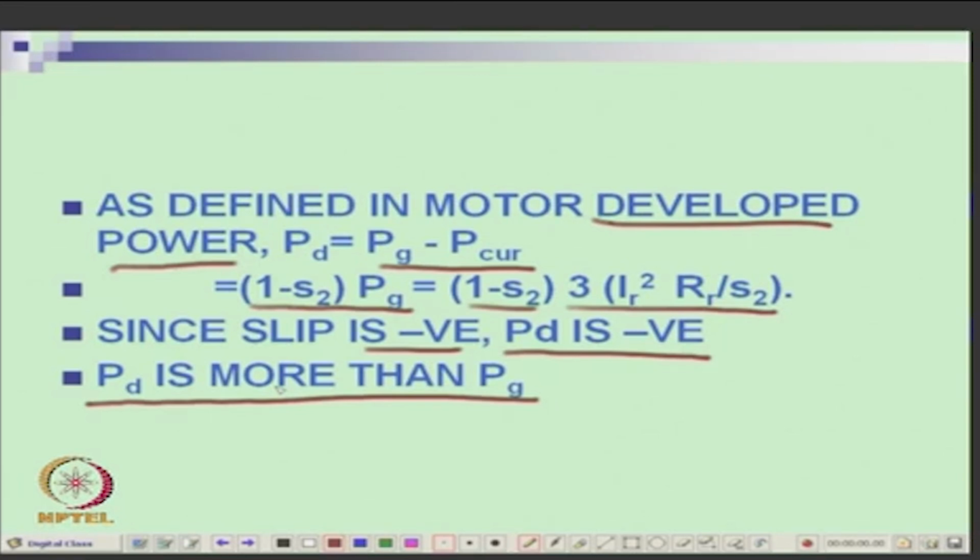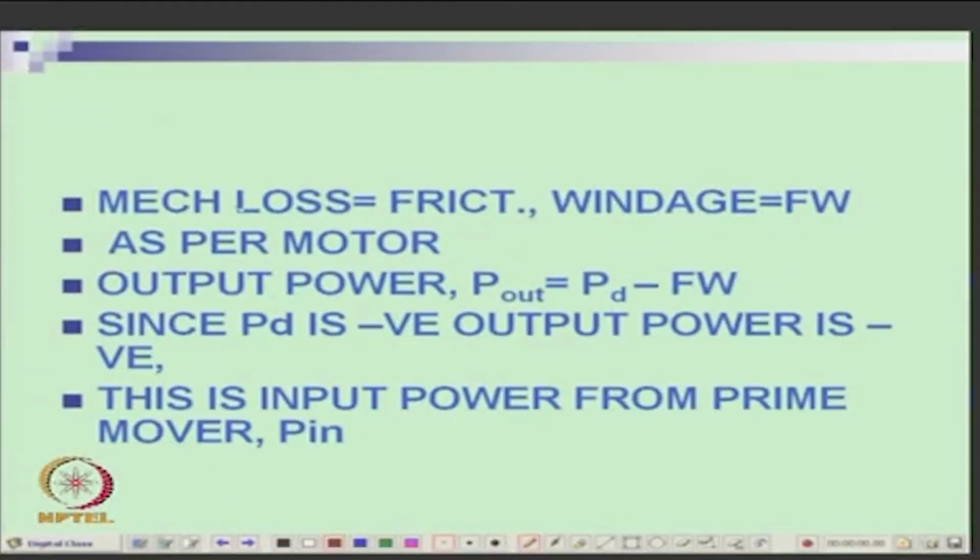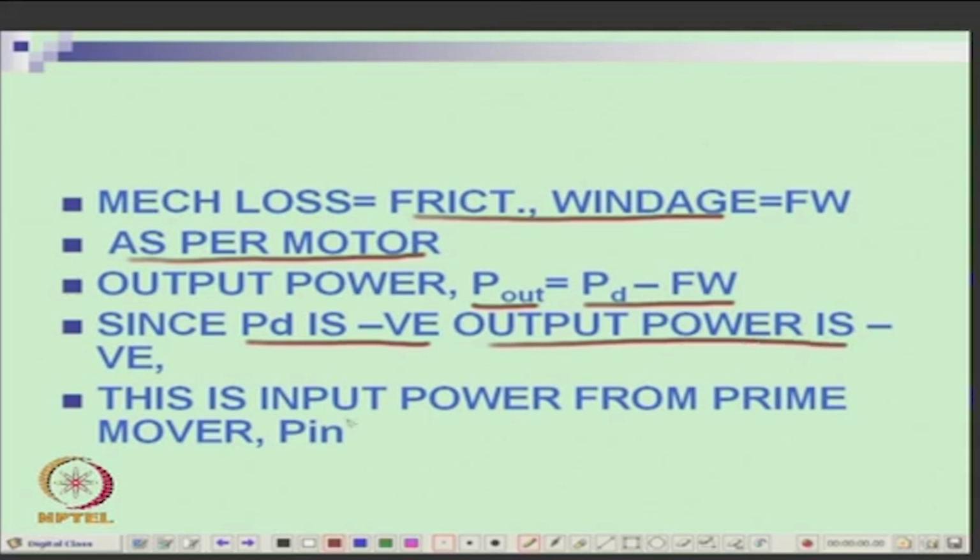In a motor, you call developed power which is getting out of the shaft. Now, the PD is negative, it is the power which is getting into the shaft from the source, from the prime mover. So, PD is more than Pg. Now, mechanical loss, friction windage, is the same as per the motor; output power is PD minus friction windage. Since PD is negative, output power is positive, that means this is the input power from the prime mover, that is the P input. So, whatever is the so called developed power, you add friction windage.